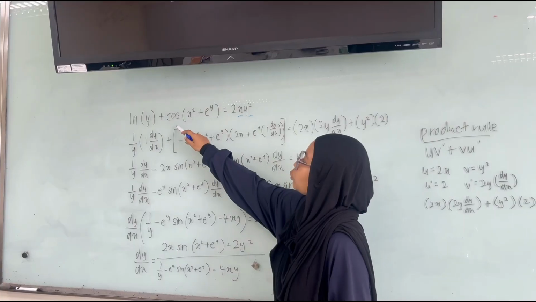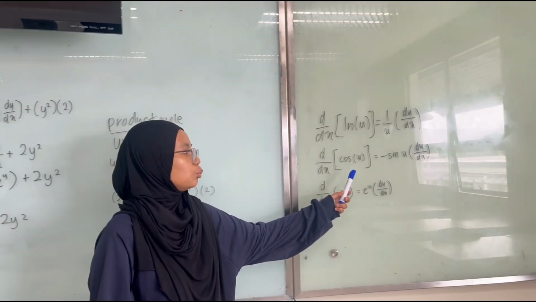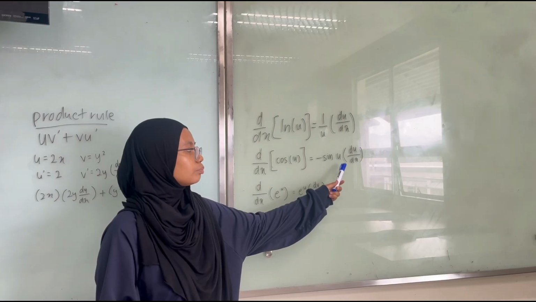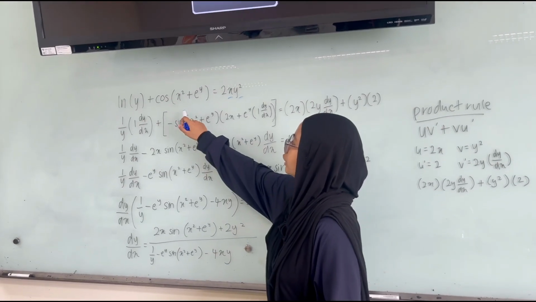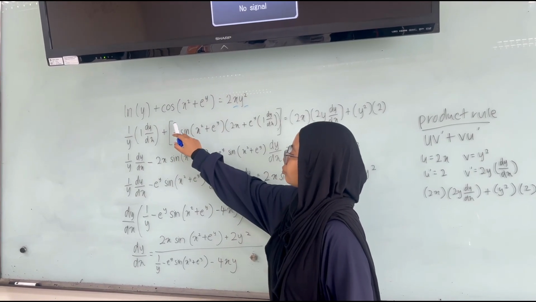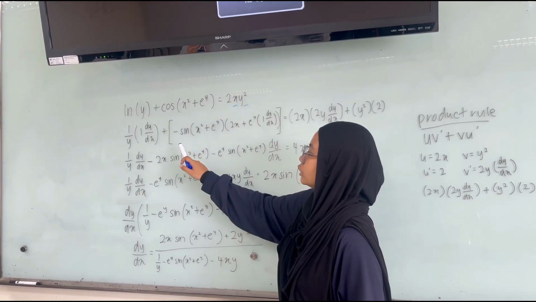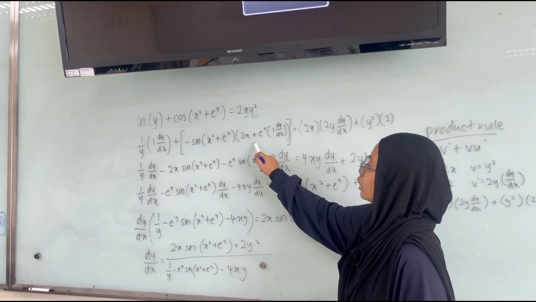Okay, so we have cosine here. When we differentiate, we have to use this rule, which will turn into negative sine u multiplied by the derivative of u. So our u here is this inner function, which is x squared plus e^y. So when we differentiate cosine, it will turn into negative sine of our u here, multiplied by the derivative of u.